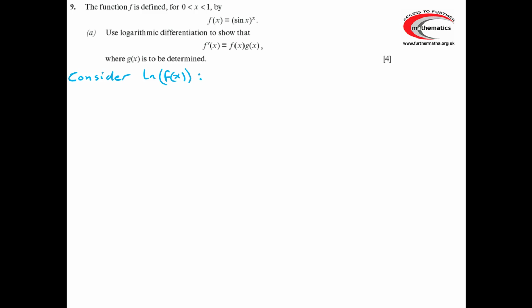So, just as in the previous example, if we're going to try and perform a logarithmic differentiation, the first thing we've got to do is consider the logarithm of f of x. So the logarithm of f of x is the logarithm of sine x to the power x. And if we remember our rules of logarithms again, we know that the logarithm of p to the n is the same thing as n times log p. So the logarithm of sine x to the power x is going to be the same thing as x times the logarithm of sine x.